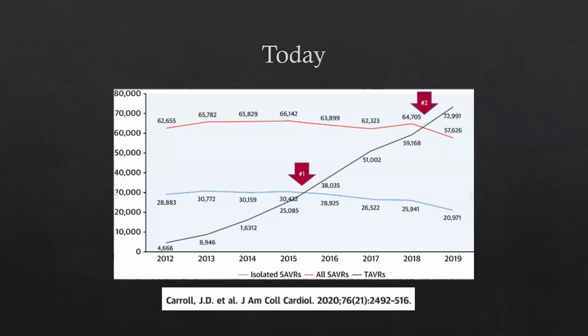This is an interesting chart showing the progressive increase in volume of TAVR. The black line is TAVR and the y-axis is volume. So TAVR volumes have increased, as we just saw. But when you compare those volumes to surgical aortic valve replacement, this blue line, in around 2015, 2016, TAVR exceeded isolated surgical aortic valve replacements for the first time ever. And this was when intermediate surgical risk patients were approved for TAVR.